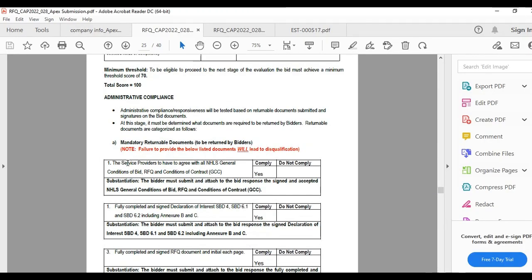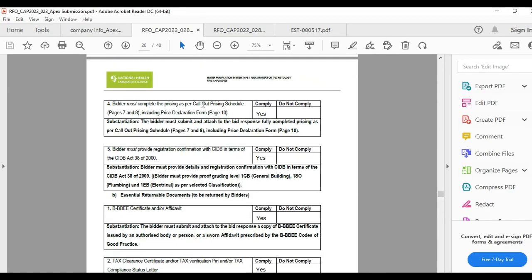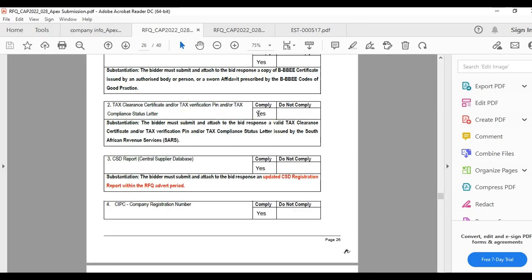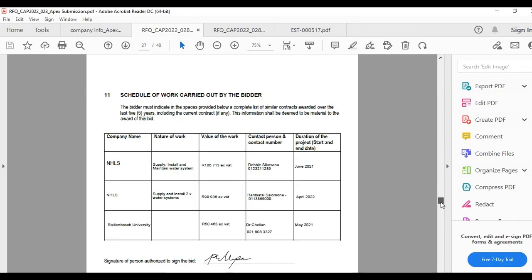Okay, then we need to fill this out. We comply, yes. Are we filling out the documents? Yes. Are we fully completed and signed RFQ and initial each page? Yes. The bidder must complete the pricing schedule. We did complete that, so yes. And then we select yes and yes for what we have completed. Then we'll do the BE certificate that we are attaching, so we'll add in yes here. The CSD report we are supplying, so we'll select yes. Company registration number, yes. If we don't have it for whatever reason, then you'd say no, but we do have all of these documents. Okay, and this is the schedule of the work carried out by the bidder.